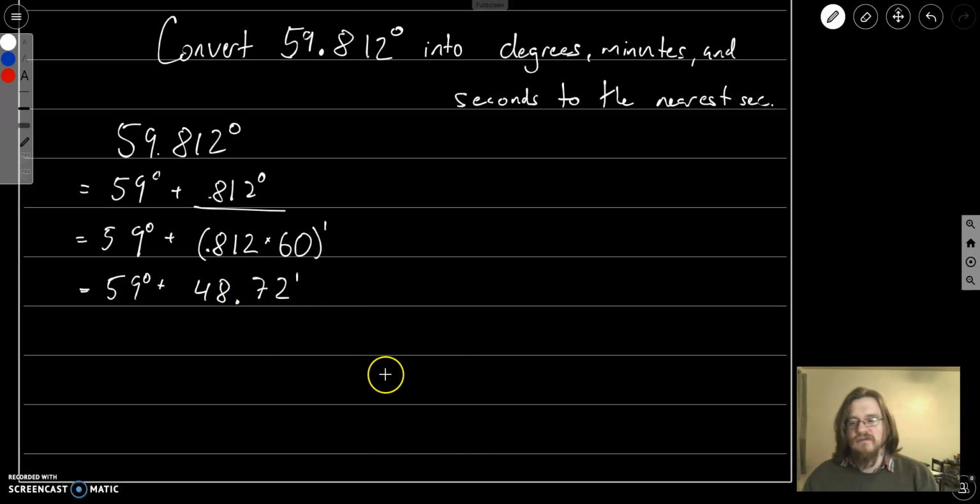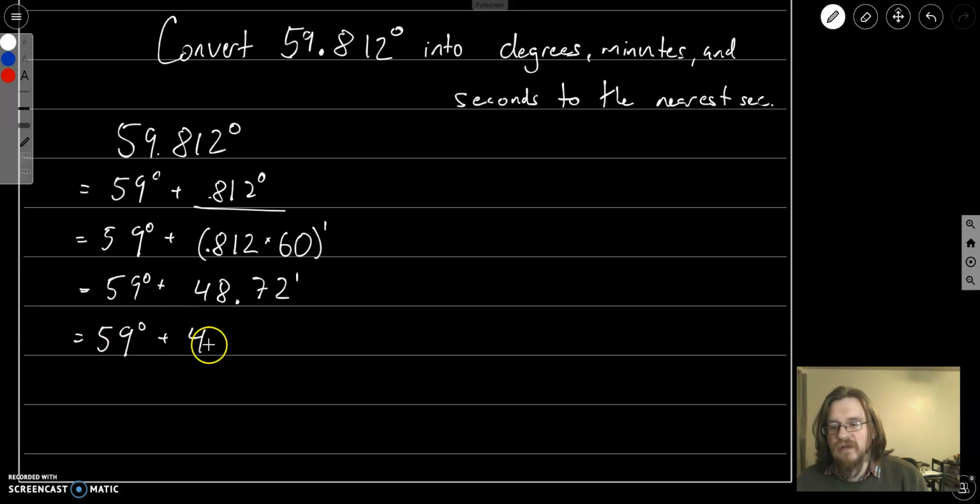Okay, so we're nearly there. This is going to be 59 degrees plus a few minutes. And this is exactly 48 minutes, so 48.72 minutes. But this 0.72 here, I don't care about parts of minutes, I care about seconds. So again, I'm going to play the same game. We have 59 degrees plus 48 minutes plus a little bit extra. So I've got 48 minutes plus 0.72 minutes. And again, I don't want parts of minutes here, I want to turn this into seconds.